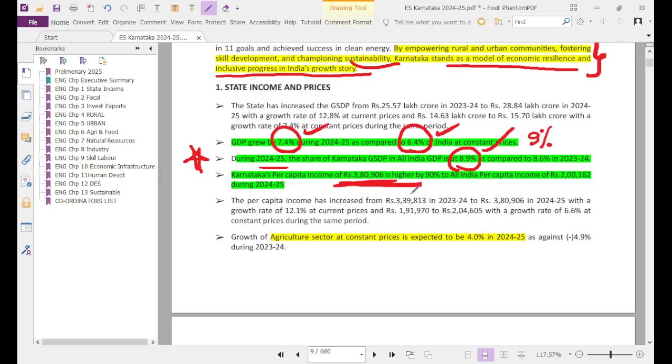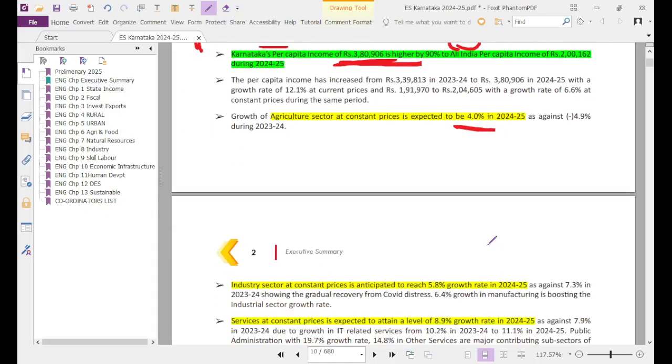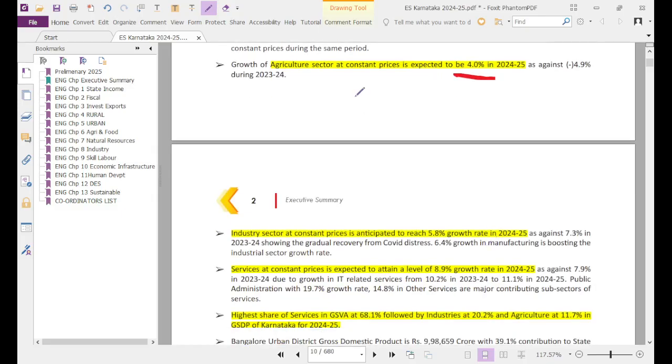So that you can remember. And also, agriculture sector at constant price is expected to grow by this. There are some sector-wise growth figures: agriculture sector is growing by 4%, like last year it grew by 4%. Industry sector, the manufacturing sector, grew by 5.8%. Service sector grew by 8.9%.